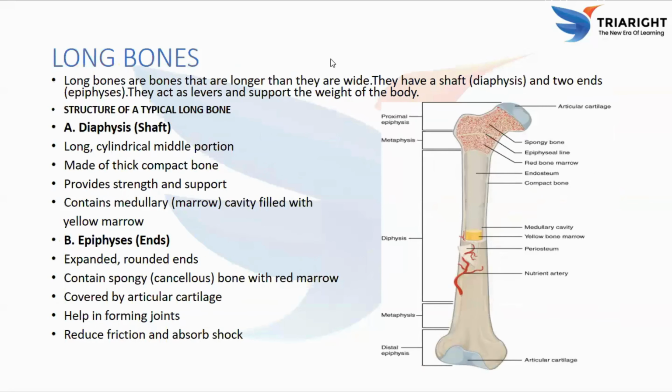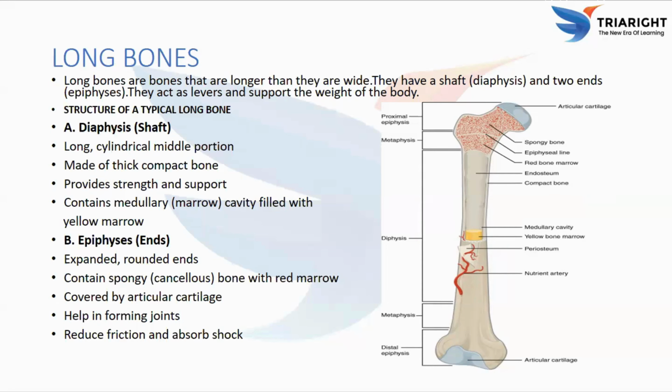So coming to long bone. Long bones are the bones that are longer than they are wide. For example, femur, humerus, tibia and radius. So what do they do? They act like levers. They help the body to move and also support the body weight. So what is the structure of a typical long bone?